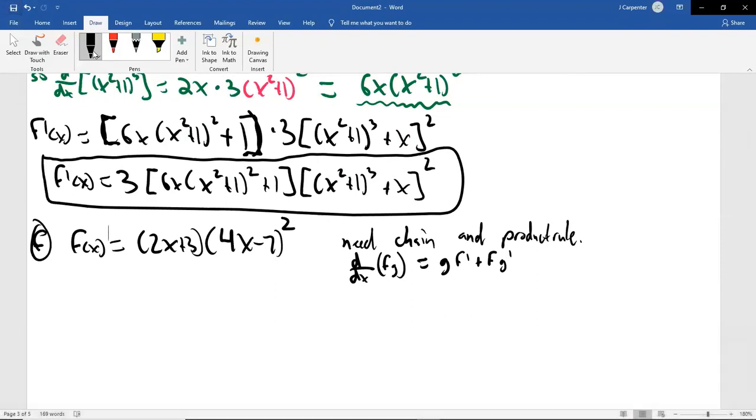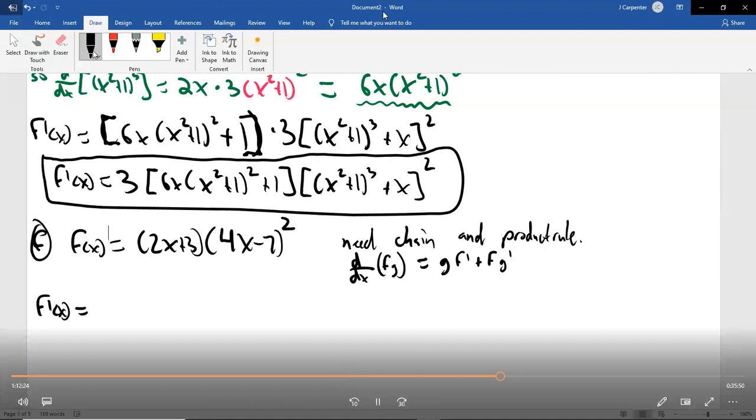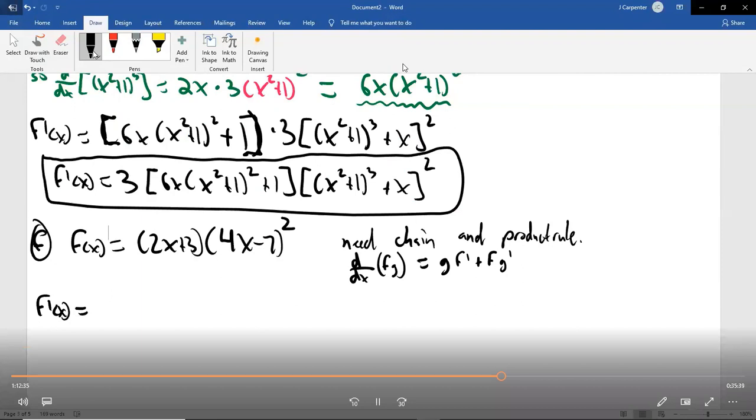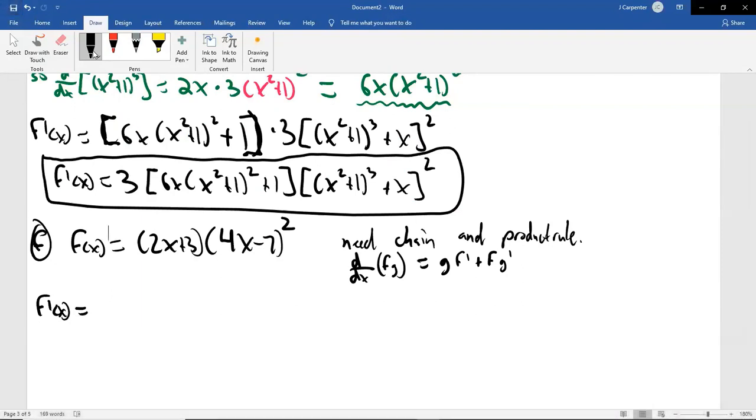Okay, so f prime of x. And I'll use these as first and second. It's going to be the second thing times the derivative of the first. So I'm calling the first bit the 2x plus 3, and I'm calling the second bit the 4x minus 7 squared. So my f is first, my g is second. If you want to go ahead and label out those derivatives, you can.